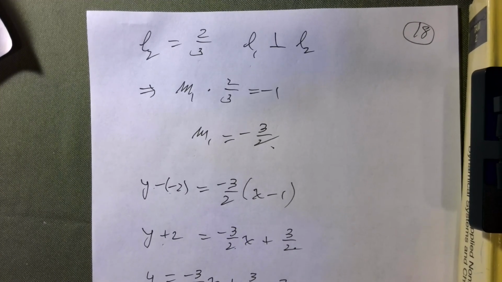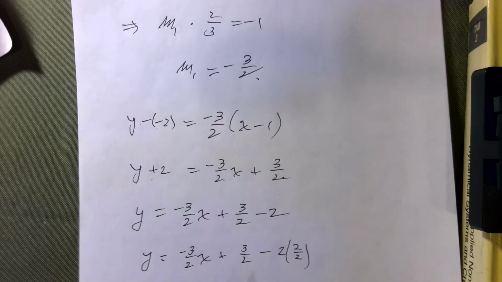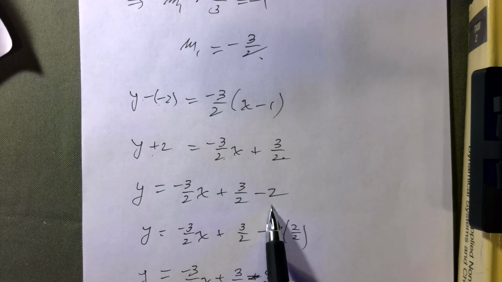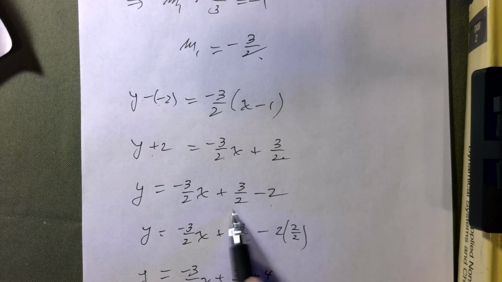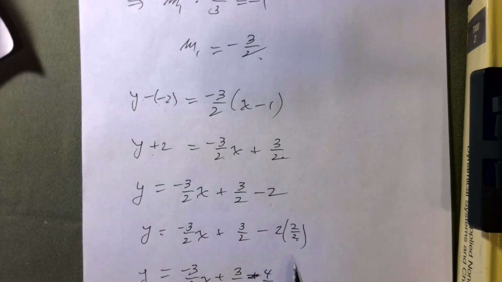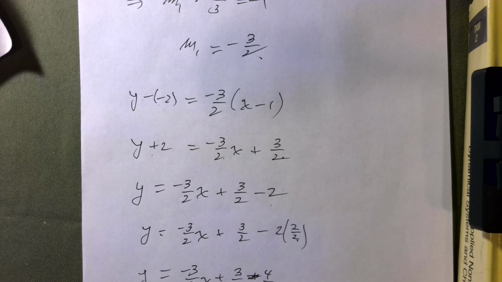I want to write it in slope-intercept form. So I'm going to subtract a 2 from both sides. What's the common denominator between these two? It's halves. So I have to multiply this by 1, disguised as 2 over 2. The right-hand side I haven't done anything to. So 3/2 minus 4/2 is minus 1/2. There is your equation.